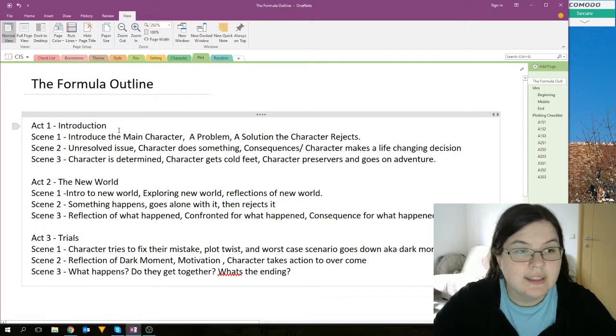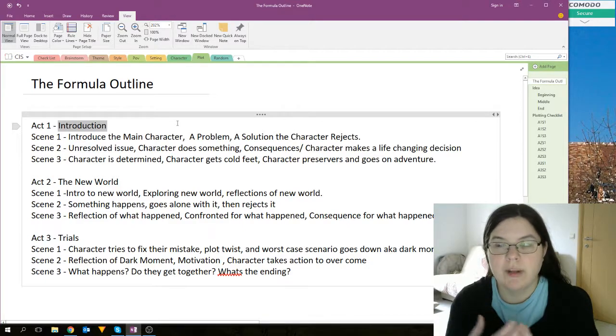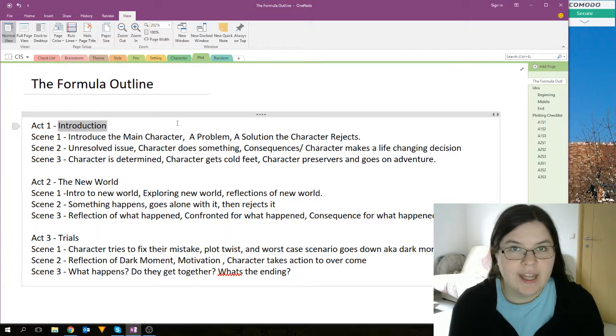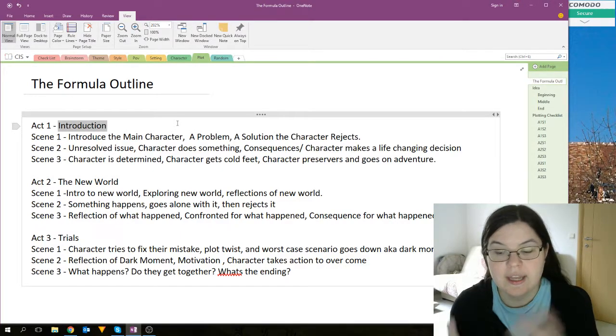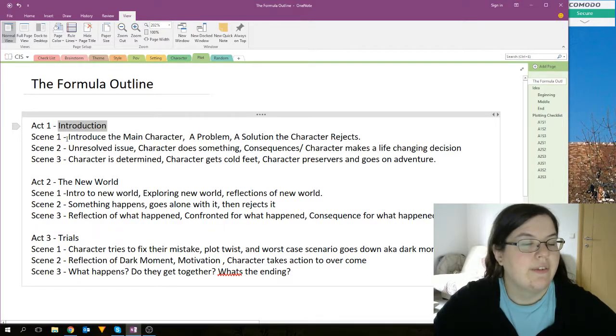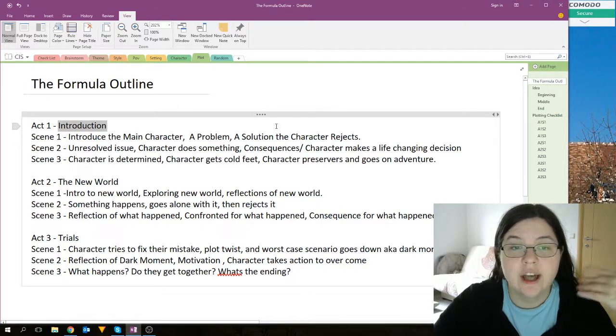So for Act 1, this is the introductions. And just so you can know, from what I've read, when you follow the 3-act structure, Act 1 and Act 3, if you're writing an 80,000 word manuscript, will be about 20K each. And then Act 2, the middle part of your book, is going to be about 40K. Just to keep in mind that the first act and the third act are both significantly shorter than your second act.